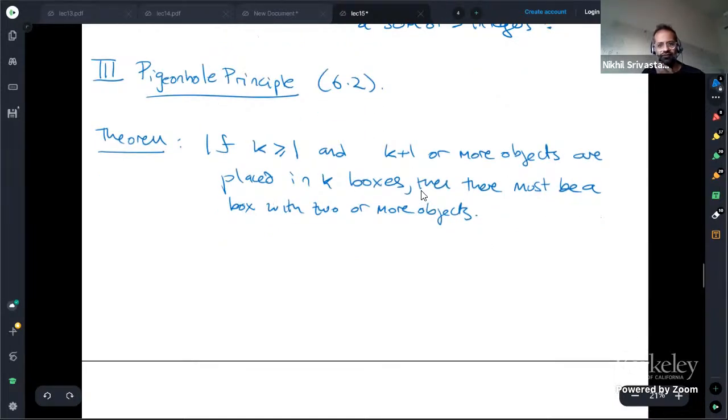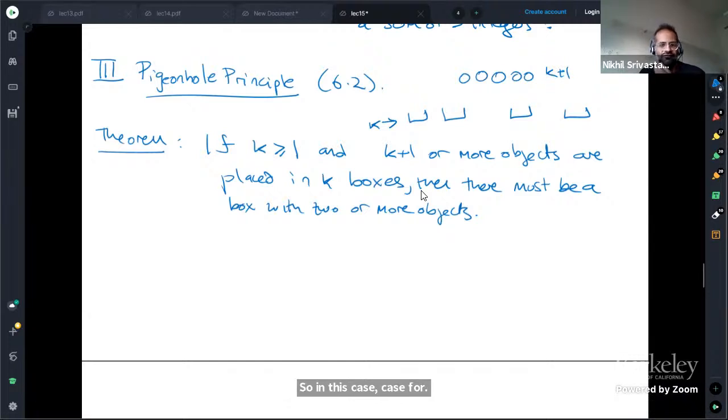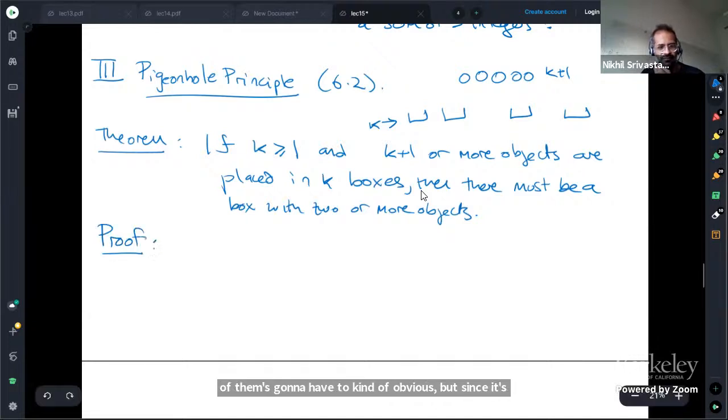Okay, so the picture is, you have k boxes, and you have k plus 1 objects. So in this case, k is 4. Then if you try to put these objects in the boxes, one of them is going to have 2. It's kind of obvious. But since it's so important, let me tell you the proof.